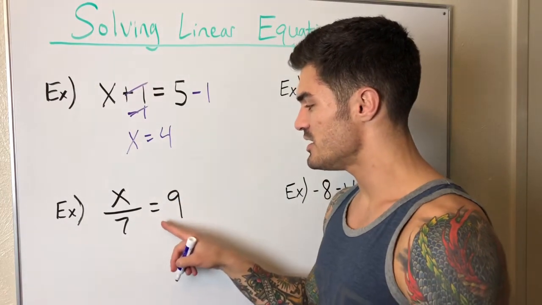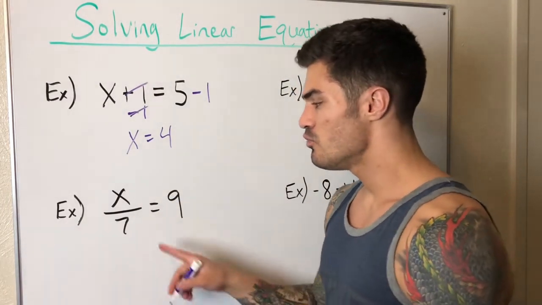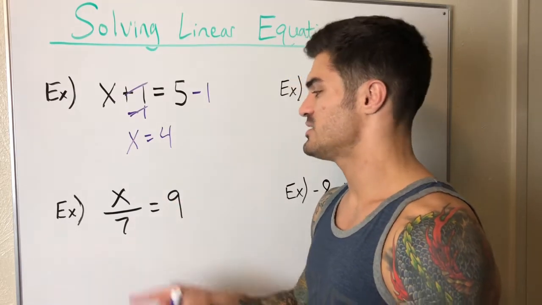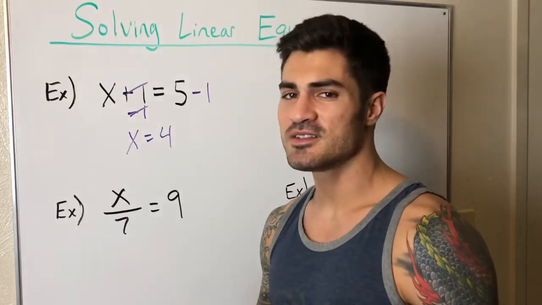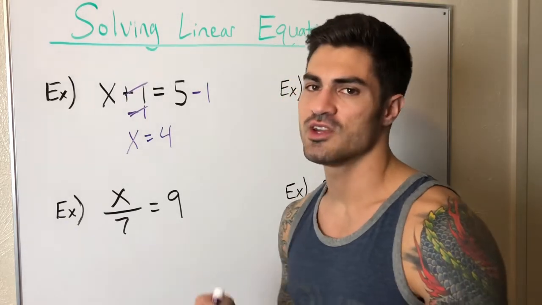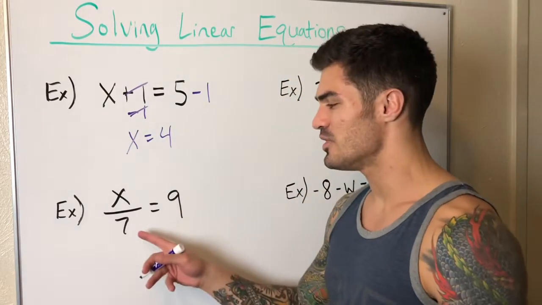So what about this example? X divided by 7 equals 9. Well, I need to get rid of that divided by 7 part. And this is what I think of when I solve these. Whatever's being done to x, I need to reverse it, or I need to cancel it. So how do I get rid of this division?